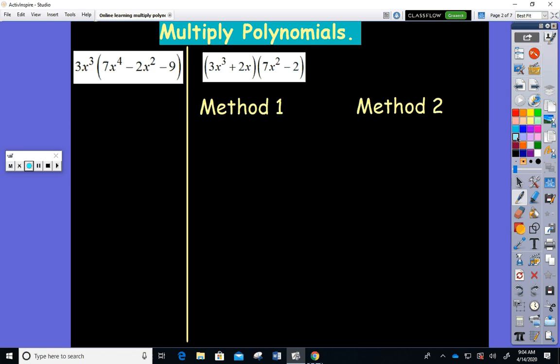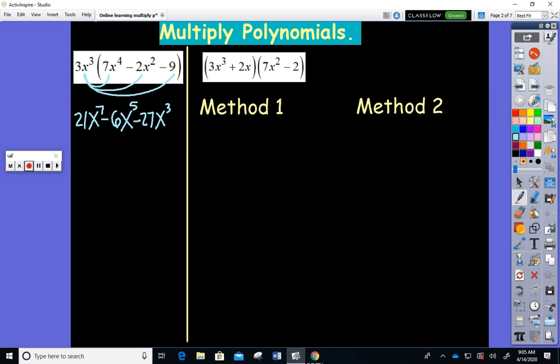When I multiply a monomial times a binomial, trinomial, four-term polynomial, etc. Y'all know how to do this. So on the first one, 3 times 7 is 21. X cubed times x to the fourth is x to the seventh, because when you're multiplying like bases, you just add exponents. You all know that. 3 times negative 2 is negative 6. X cubed x squared is x to the fifth. And 3 times negative 9 is negative 27. X to the third is it, and we're done.